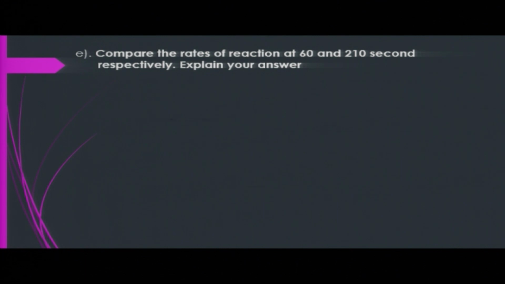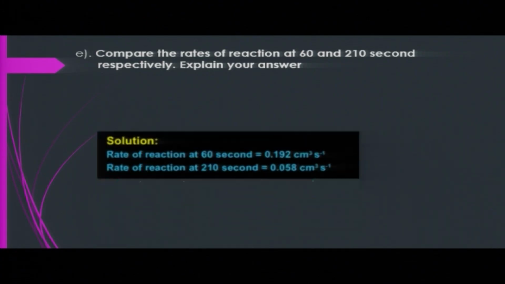Lastly, compare the rates of a reaction at 60 and at 210 seconds, respectively. How are they comparing with each other? And explain the answer. So what did you find? Tell me your comparison. What do you see? Or what did you come up with? Someone sharing? If you have a friend, share with that friend or discuss with a friend. But let's now converge and see.